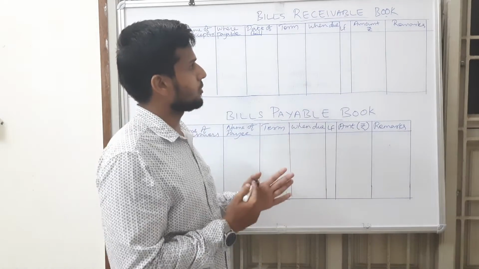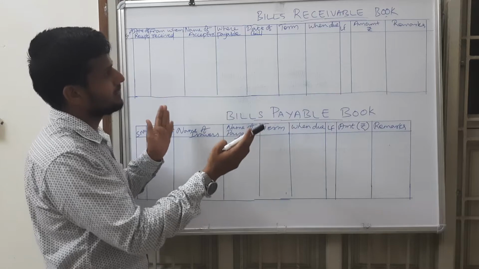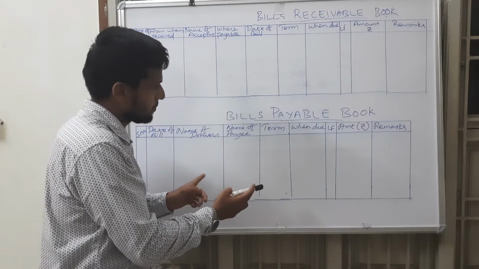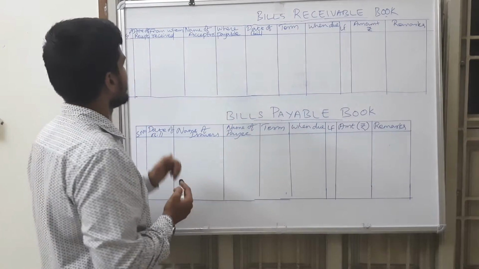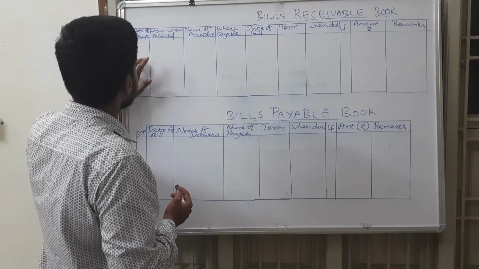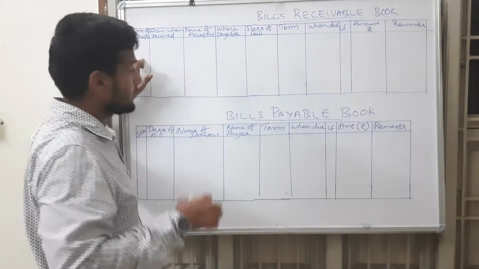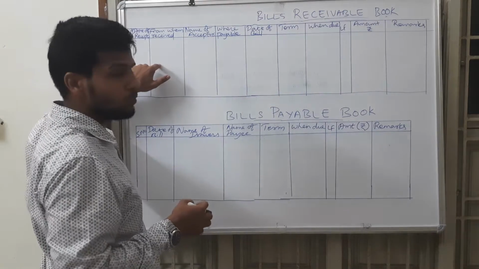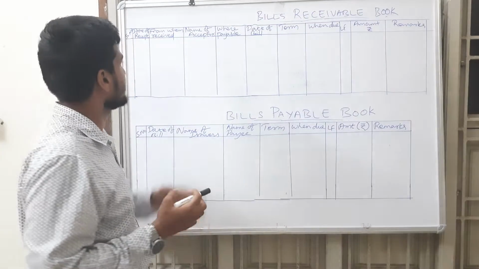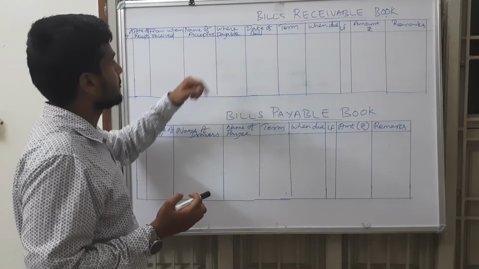So this is the format for the preparation of the bills receivable subsidiary book and the bills payable subsidiary book. Here we have the serial number, date of receipt of the bill, then from whom the bill has been received, and the name of the acceptor.